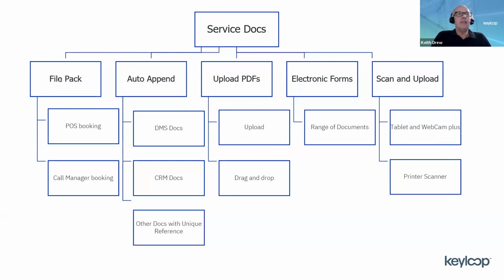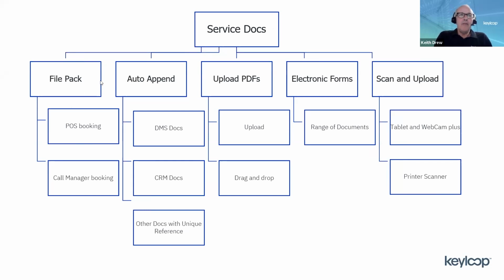The file pack is first created, again with no intervention, when a point of sale booking is taken and the WIP is created, either via point of sale or via call manager. We have a process that runs at intervals, and it will pick up all the information from the point of sale booking and automatically create the Service Docs file for that WIP, for that booking. At the point it creates that, we've got some unique references on those documents, so the WIP number, the vehicle VIN number, customer's name, and registration number.